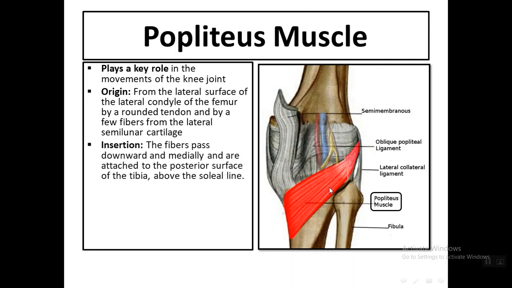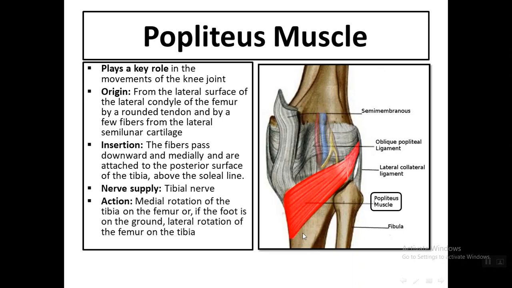The insertion we see here: it descends down to be inserted to the tibia. The fibers pass downward and medially and are attached to the posterior surface of the tibia above the soleal line. This is the soleal line. Nerve supply is the tibial nerve. Its action on the tibia is medial rotation of the tibia on the femur, or if the foot is on the ground, it will be lateral rotation of the femur on the tibia, which is the opposite.